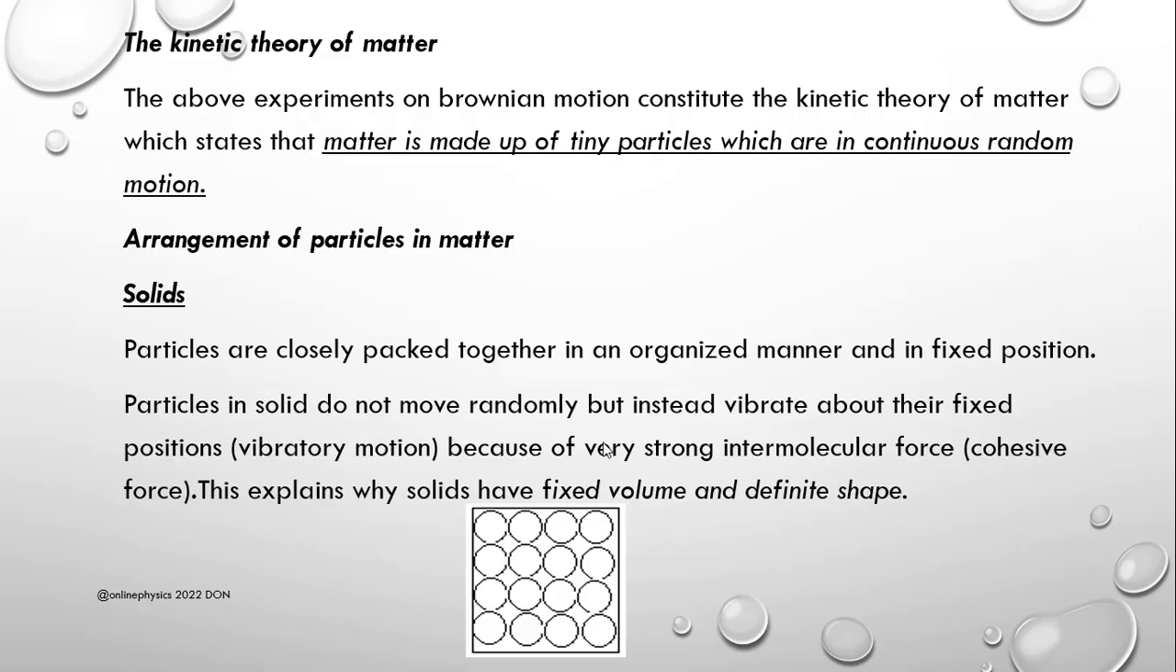Then now we want to look at the kinetic theory of matter. After looking at this behavior of particles of matter, we can now generalize and give the kinetic theory of matter. From the above experiment on Brownian motion, it constitutes the kinetic theory of matter, which states that matter is made up of tiny particles which are in continuous random motion. As a student, you should be able to state the kinetic theory of matter. You will say matter is made up of tiny particles which are in continuous random motion.